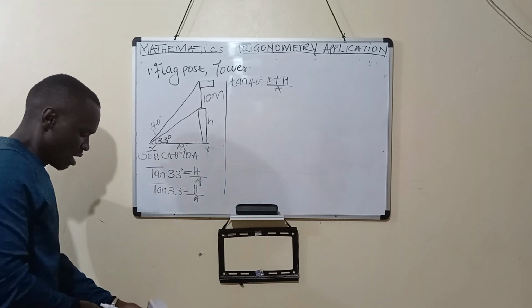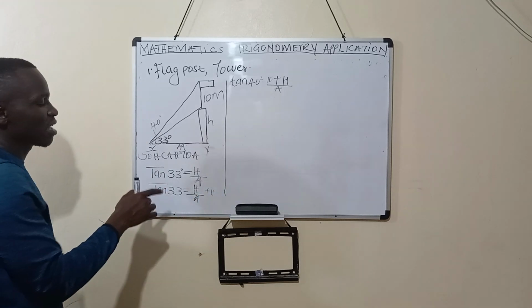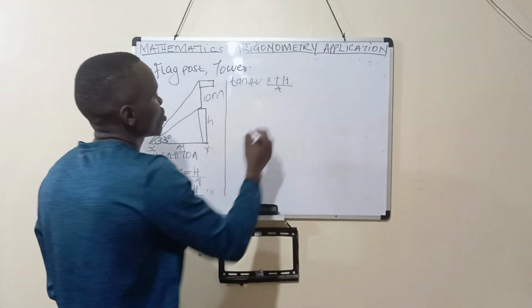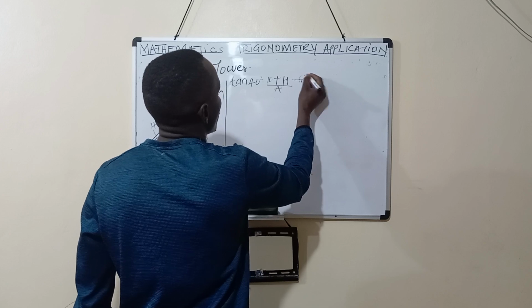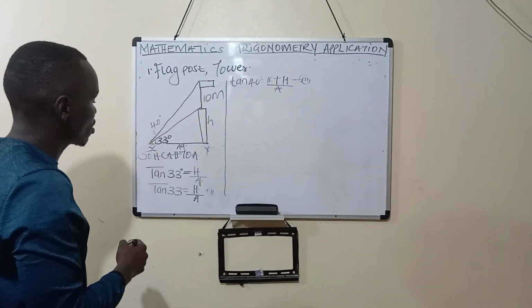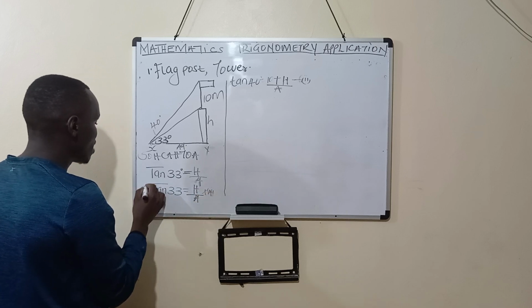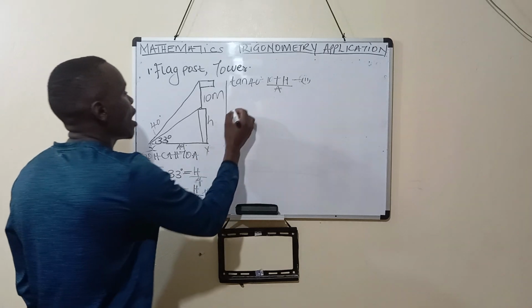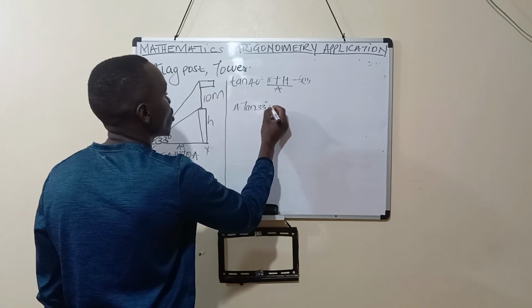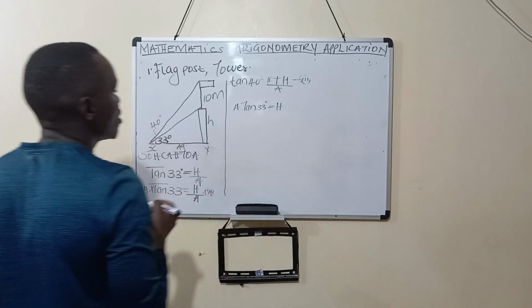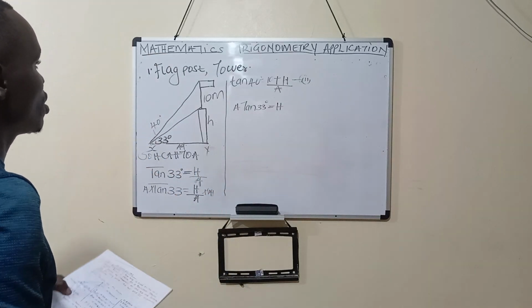When we use the first equation, we must make height the subject of the formula. When we use the second equation, we must also make height the subject of the formula. So how do we make height the subject of the formula? We multiply both sides by A. In this case, we have A tan 33 degrees equals height.